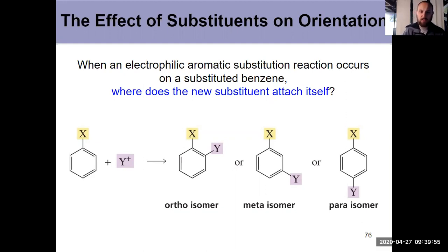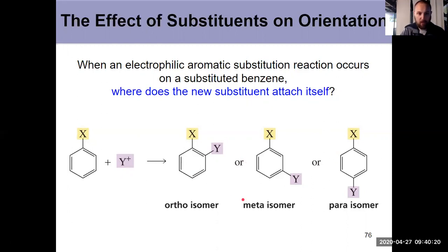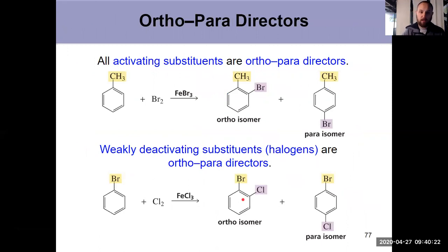If I already have a substituent on benzene, the question is, where does the next one attach itself? The identity of the original substituent, X in this case, that's on there, determines where the new substituent, Y, will go. Things either direct to the ortho and para position, or they direct to the meta position. And they're called directors. They're ortho-para directors or meta directors. Keep in mind that ortho and para are together.